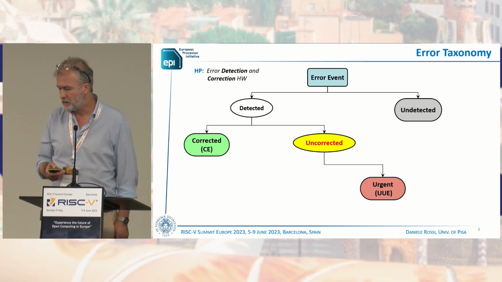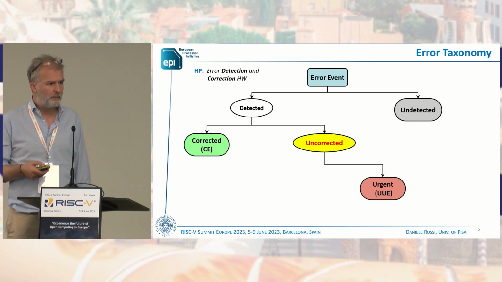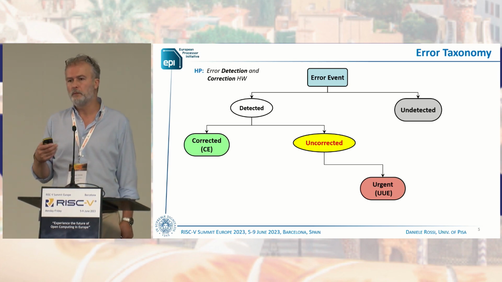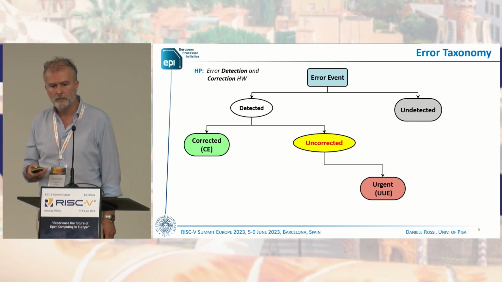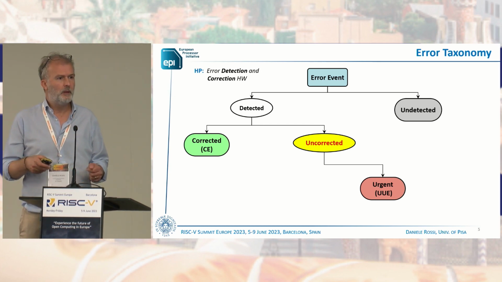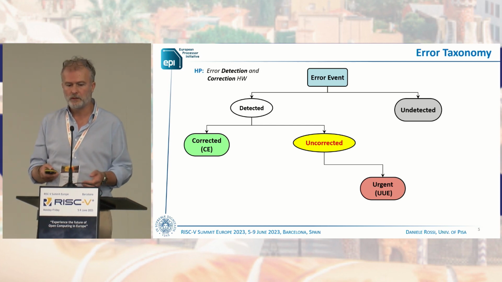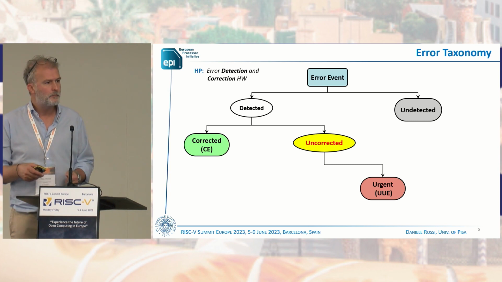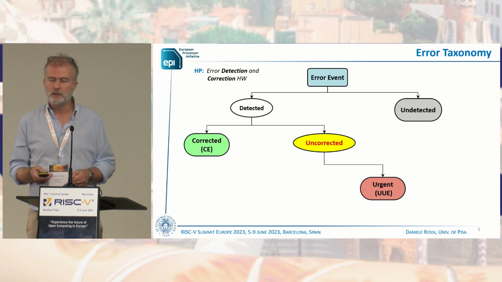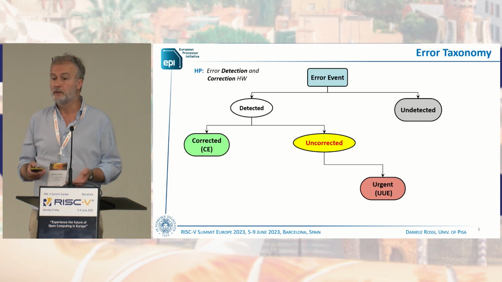In this case, if the data affected by this error is going to be consumed by our system, we need the system software to take action to tackle it. So we need to provide some error reporting to the system software. And these kinds of errors are usually classified as urgent errors.